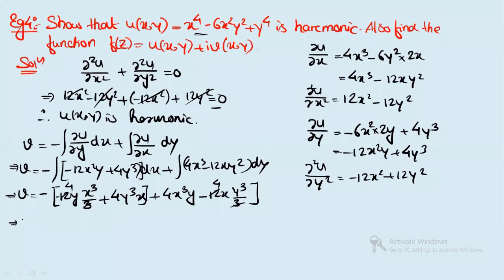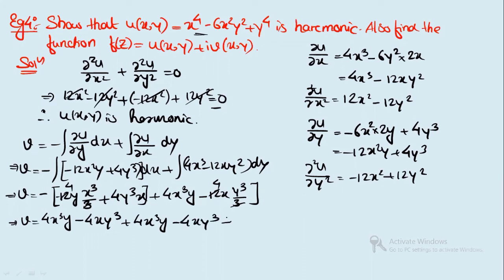what will be there here? You will get v is equals to minus, a minus will become plus, and you will get 4x cube y, right? This minus a plus will become minus, and you will have here 4xy cube, right? This is plus 4x cube y, and this is giving you minus 4xy cube, and one constant will be there, right? I have already said you don't have to repeat it, you have to just write once. So it will be 4x cube y minus 4xy cube plus c, right?